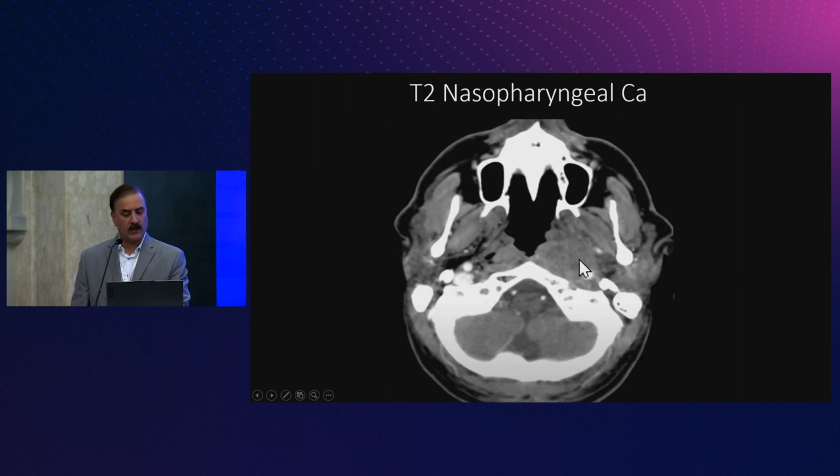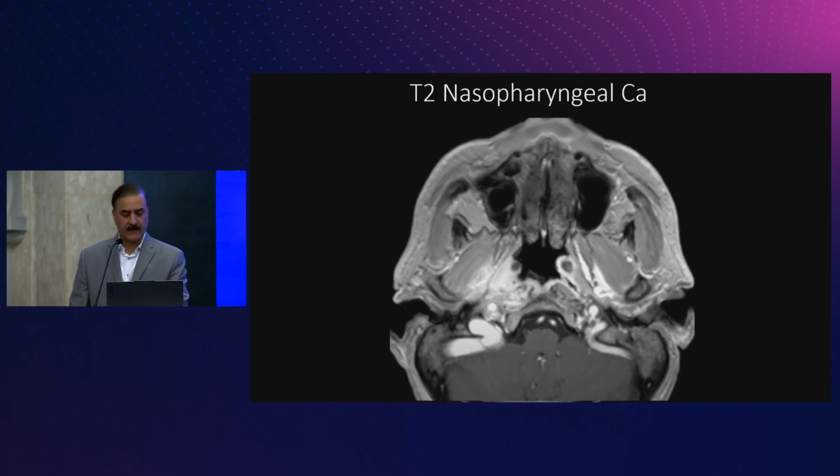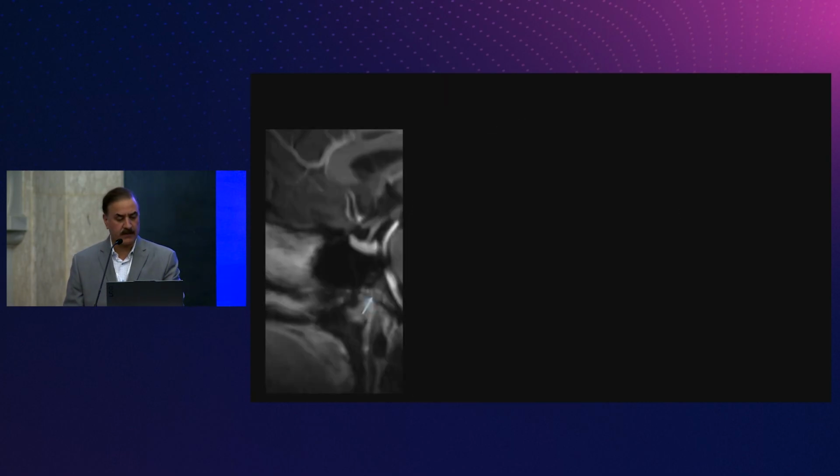This is the CT equivalent, another case, another side, and you can see extending all the way back into the carotid, and this is still a T2 cancer. And this is another example of a T2 nasopharyngeal cancer.